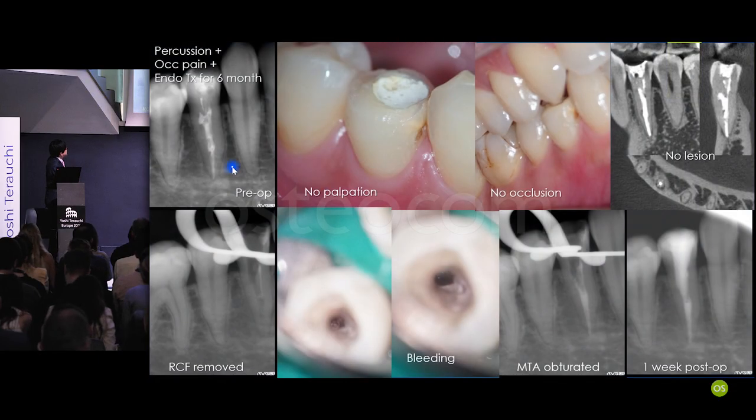Another case, this is also the same. I have many cases like this. The patient was referred to me because of persistent pain. Every time the patient bit on something, it hurt. So I took a radiograph and CBCT. There's no periapical radiolucency. Again, I induced bleeding, removed the calcium hydroxide, and filled the root canal with MTA. This is 1 week post-op. The pain is completely gone. The patient was already asymptomatic.